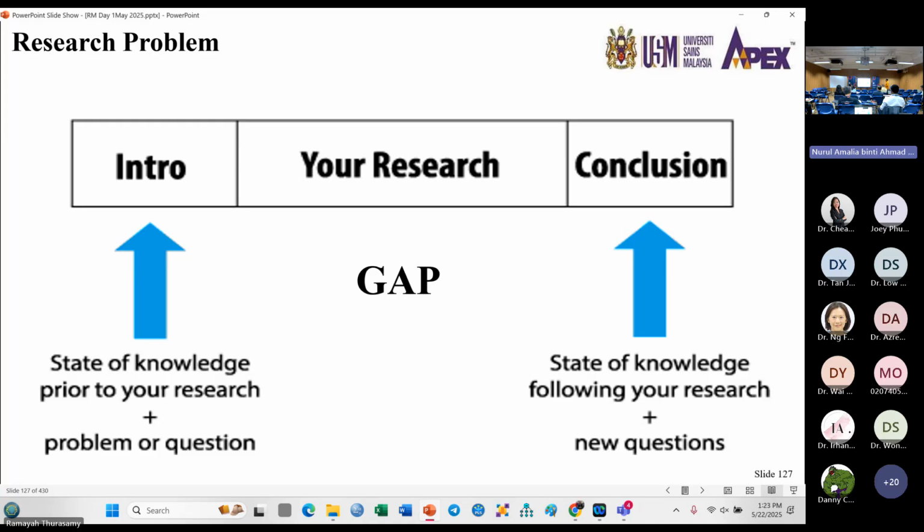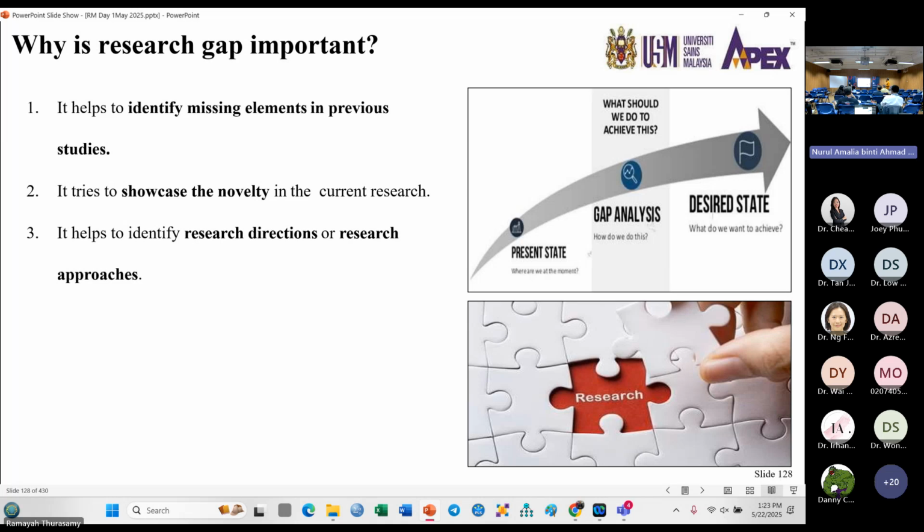Okay, for gap, what is meant by gap is the state of knowledge before the research and the state of knowledge after the research. This is what we call the gap. The difference between your ideal and the current situation. Why do we need a research gap? We want to identify the missing elements. We want to showcase the novelty. This is the term that everybody likes to look at, right? Novelty. What is meant by novelty is what is new in your work, what you are identifying as new.